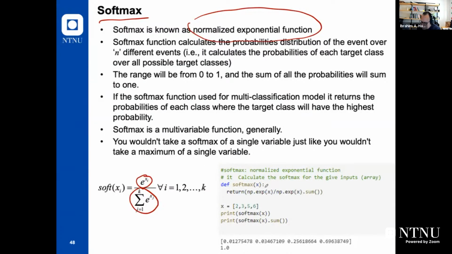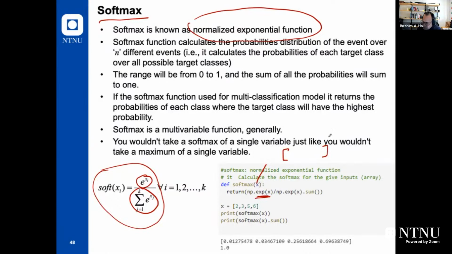If you want to implement it, this is the softmax, and the equation is exponential x divided by the summation of exponential x. If you want to implement it in Python, it should be exponential x divided by the summation of exponential x's. X here will be a vector for multi-class.